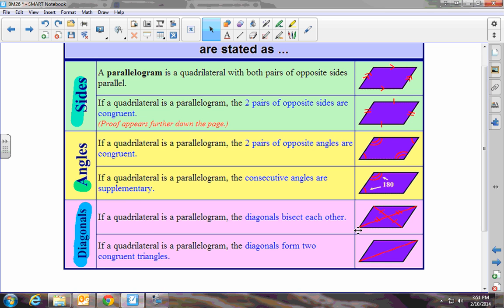When we connect the opposite vertices, we see that when we connect the diagonals, they bisect each other. So that means they cut each other in half. That's why this half is congruent to this half, and this half is congruent to this half. Lastly, one diagonal forms two congruent triangles.